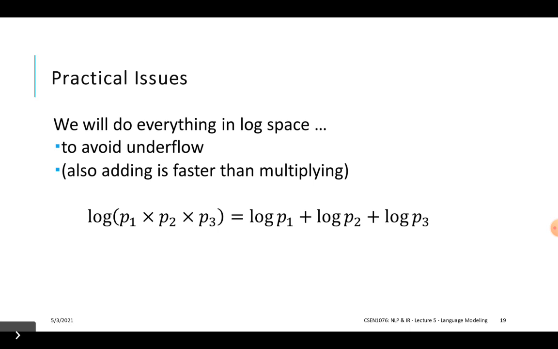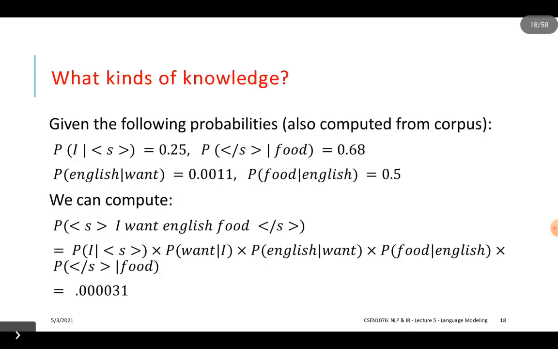So how do we approach this computation of these probabilities? Because again, as you can see here, if you want to compute the probability of I want English food or I want Chinese food, then you have to count the start of a sentence and the end of a sentence, and this is essentially the probability of I given start, probability of want given I, and so on.